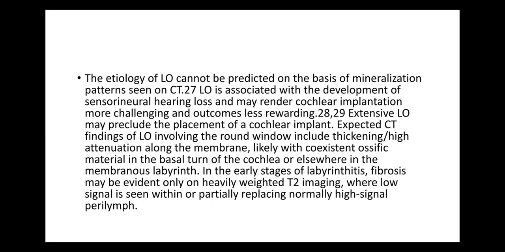Expected CT findings of labyrinthitis ossificans involving the round window include thickening and high attenuation along the membrane, likely with coexistent ossific material in the basal turn of the cochlea or elsewhere in the membranous labyrinth. In the early stages of labyrinthitis, fibrosis may be evident only on heavily weighted T2 imaging, where low signal is seen within or partially replacing normally high signal perilymph.